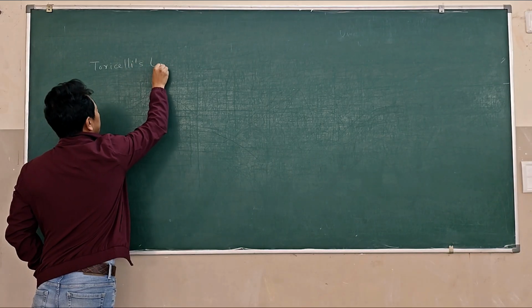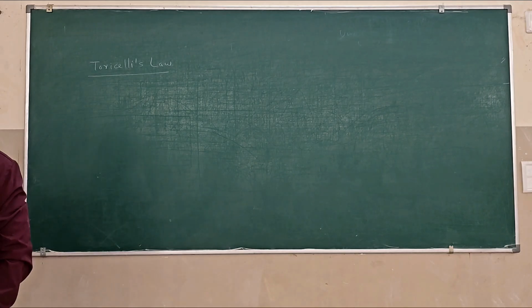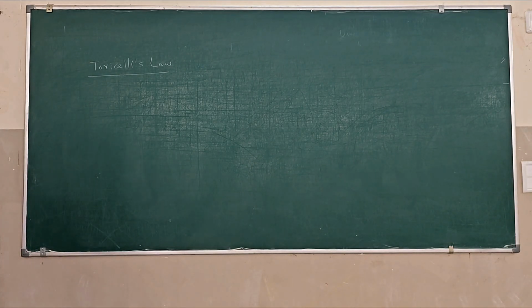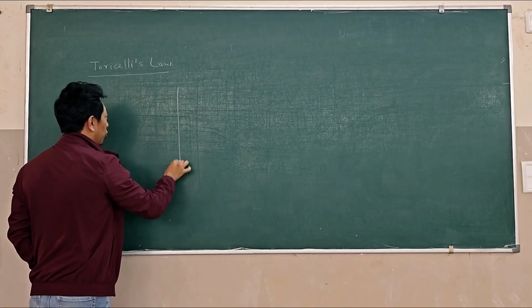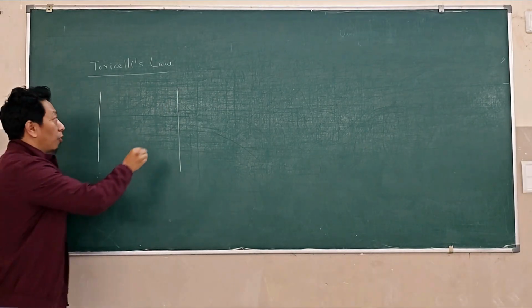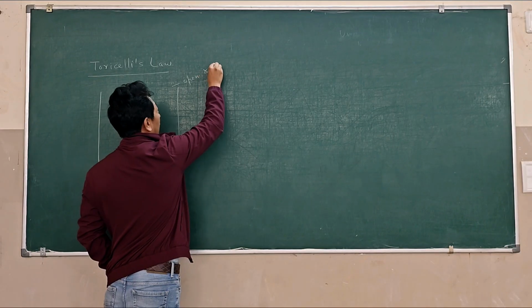Torricelli's law. So what is this Torricelli's law? Let us try to understand. Let's say you have a big tank, open tank. So two things are important. It should be an open tank and it should be a big tank.